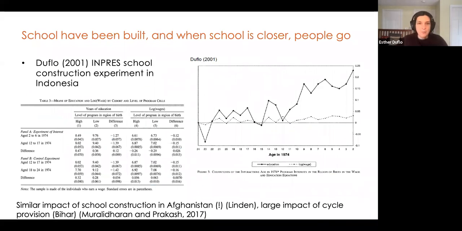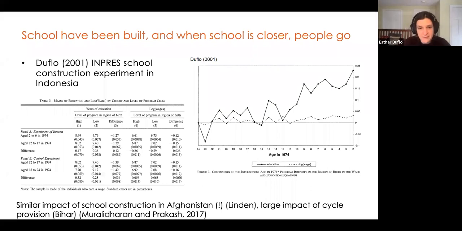In general, one thing that really definitely has happened over the last few decades around the world is investment in the infrastructure. Schools have been built, and when school is closer, people go. So I think in Mark's lecture, you had the opportunity to see that when there is a reason to get educated, for example, when the returns to education are larger, people tend to stay in school longer. But symmetrically, when the cost to education is higher, people are less likely to go. And when schools come closer to them, either because they have been built right in their village or because they now have transportation to go, they are more likely to go.